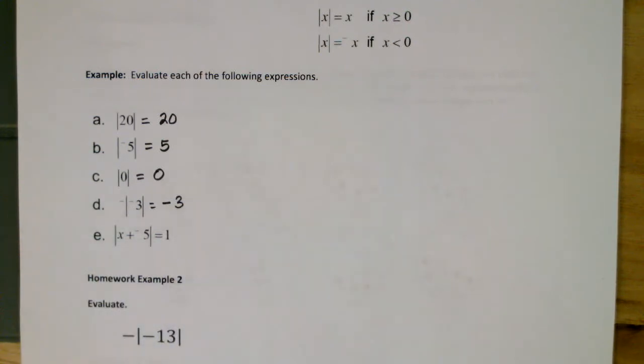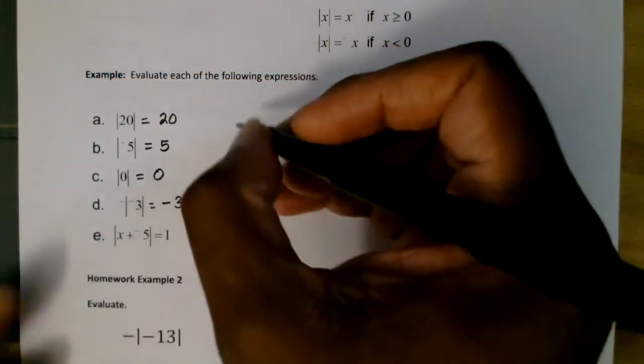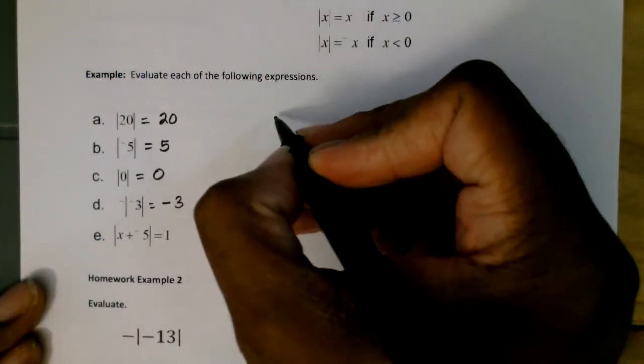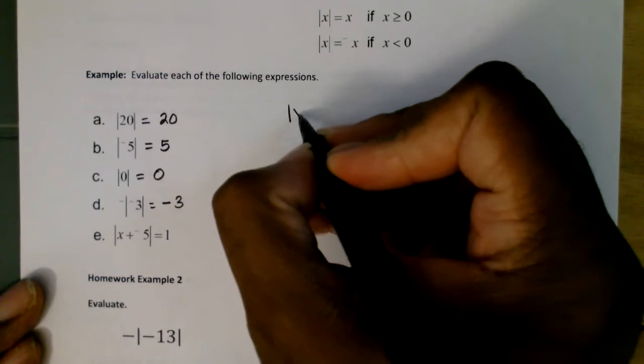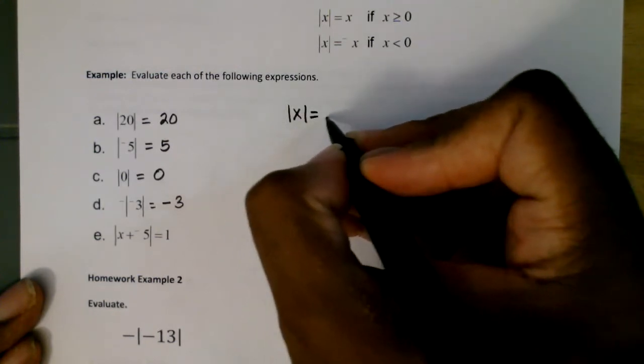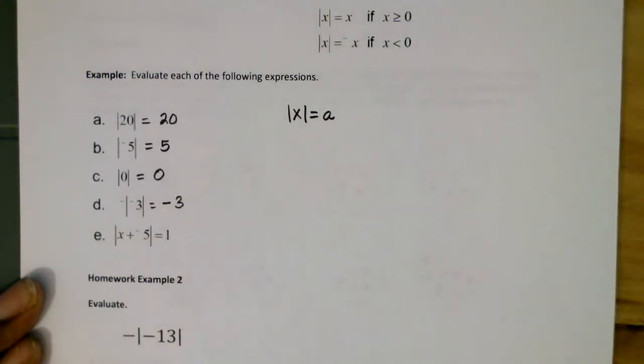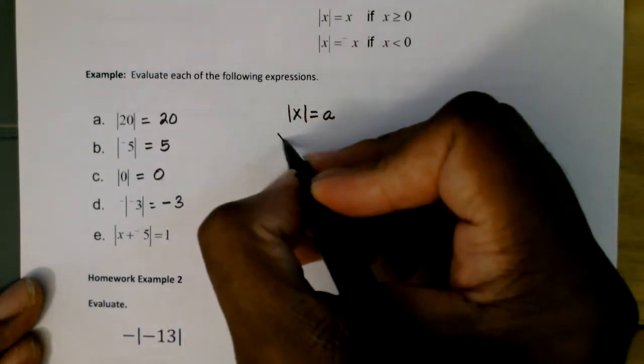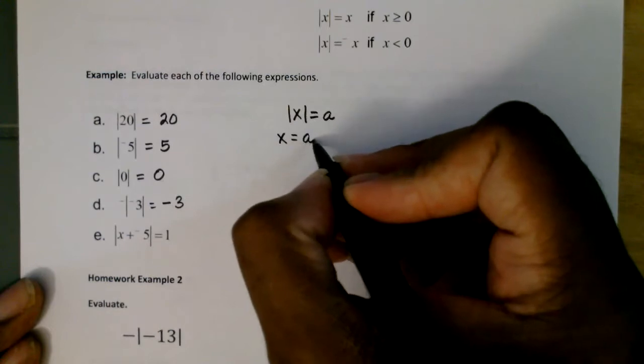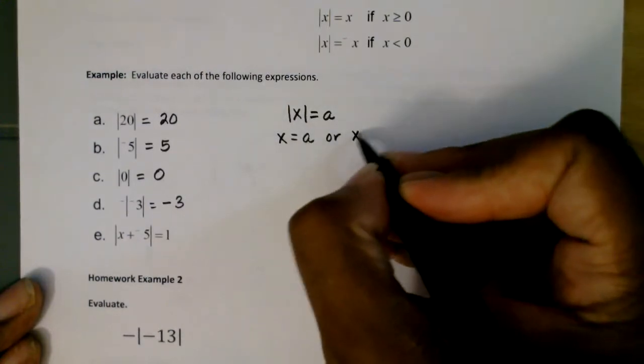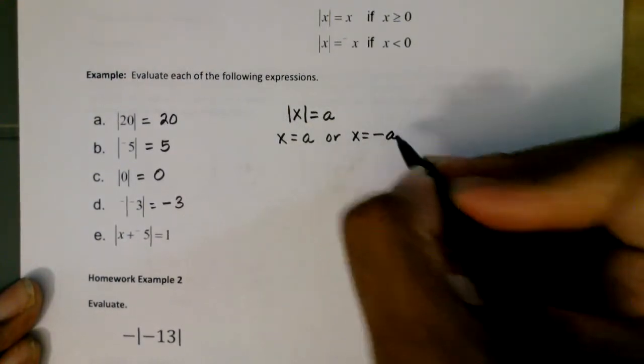Now, here we got the absolute value of x plus negative 5 is equal to 1. Okay. Now, if you recall from your days in taking algebra, the absolute value of x equal to some constant, which I'm going to call a, you have to write that as 2 separate equations. X is equal to a, or x is equal to negative a.